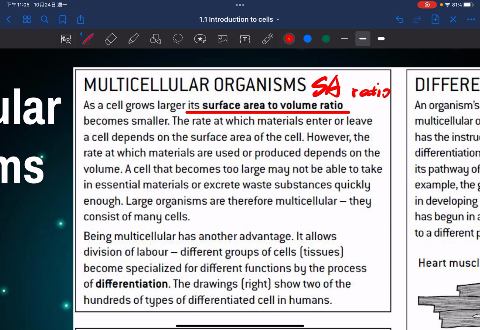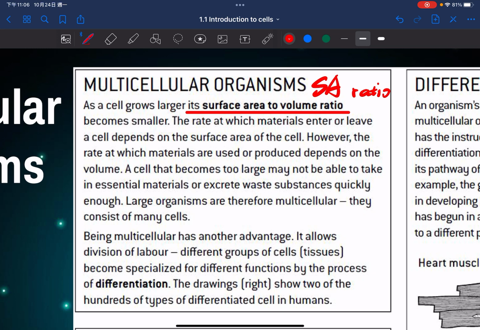If it is too big, you will not have enough surface area for exchanging minerals and gases, just like carbon dioxide or oxygen. And if the cell is too small, I know that the surface area is enough, but because it's too small, it can't contain enough organelles or structures inside the cell. So let's see all the paragraphs here.